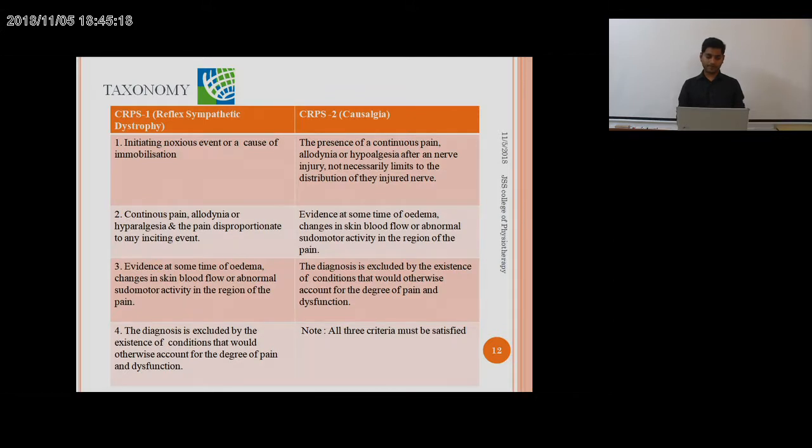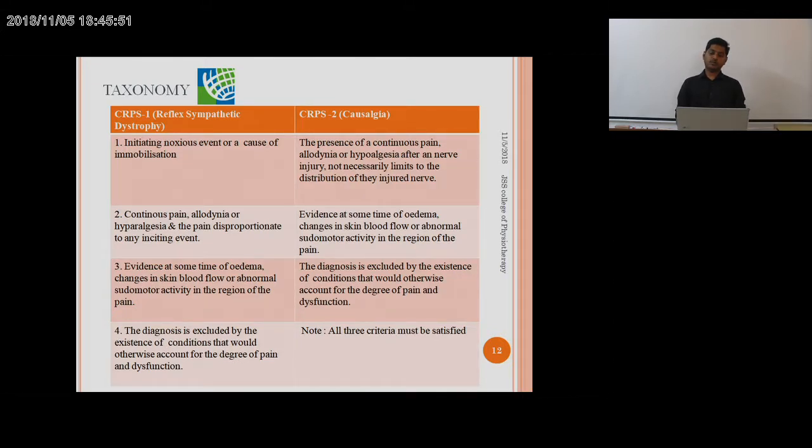There should be no other condition which is going to overlap with CRPS. And when it comes to CRPS type 2 or causalgia, there is the presence of continuous pain, allodynia or hyperalgesia after a nerve injury, and it doesn't necessarily limit itself to the distribution of the injured nerve. For example, if there is a peripheral nerve injury on the lateral aspect of the hand, over your median nerve, people can ultimately perceive it in the radial part of the hand also. So the inciting event is smaller, but the area of pain is going to be higher, not only in the distribution of the nerve but throughout the upper limb.